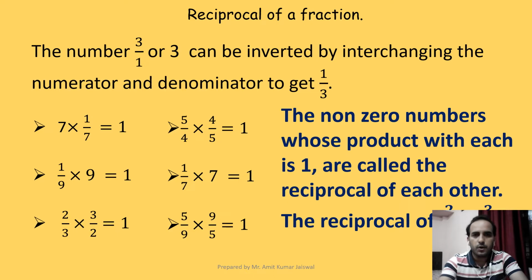So this is the product of two fractions, which we have already learned in a previous video. We see that any number, if you multiply it with its reciprocal, you get the value 1. So the non-zero numbers whose product with each other is 1 are called the reciprocals of each other. And you can see the various examples here, and in each case we have the product, the value 1. So this is the concept of reciprocal and related properties.